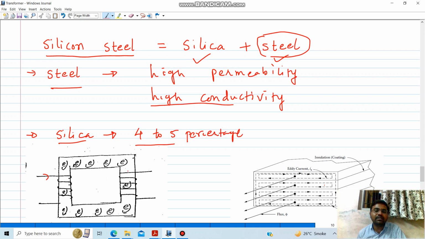The other possible way is to use laminations. While you have laminations in the core, eddy current will flow like this through the laminations. So it will have a very thin path through which the current will pass, and so it will ultimately be limited.